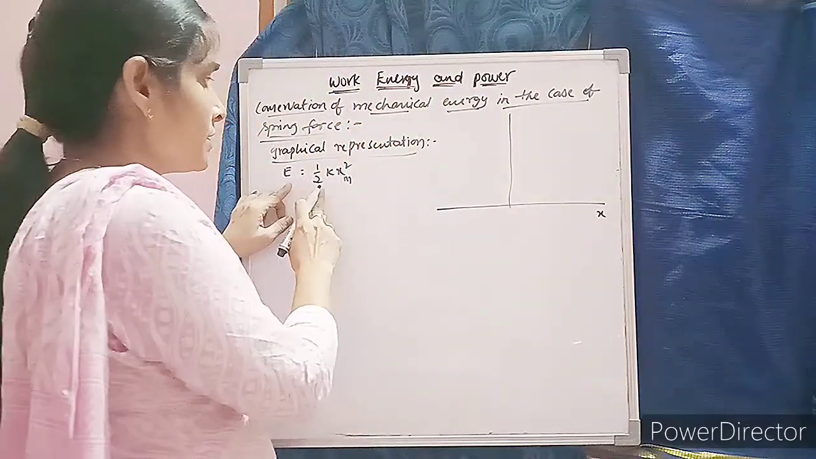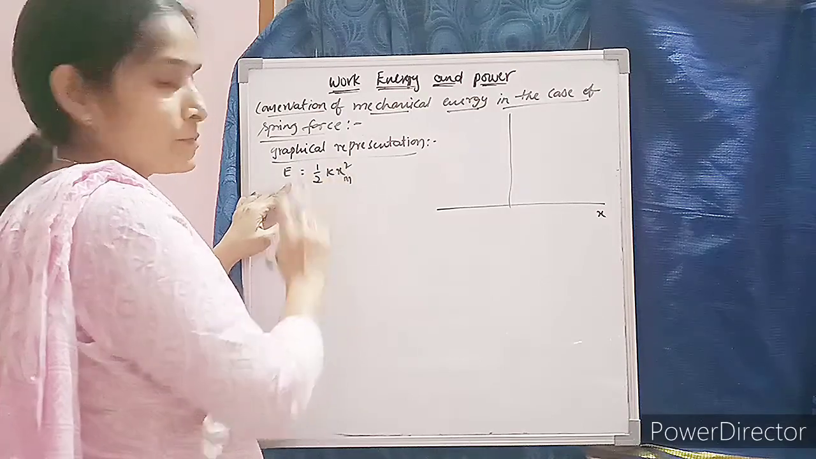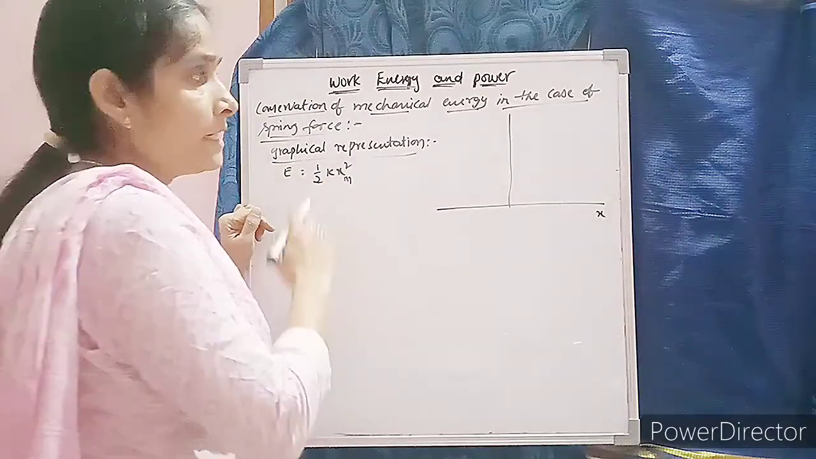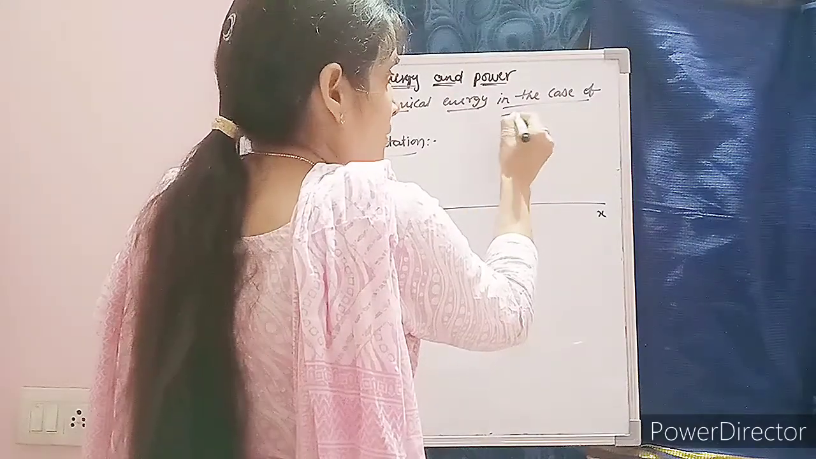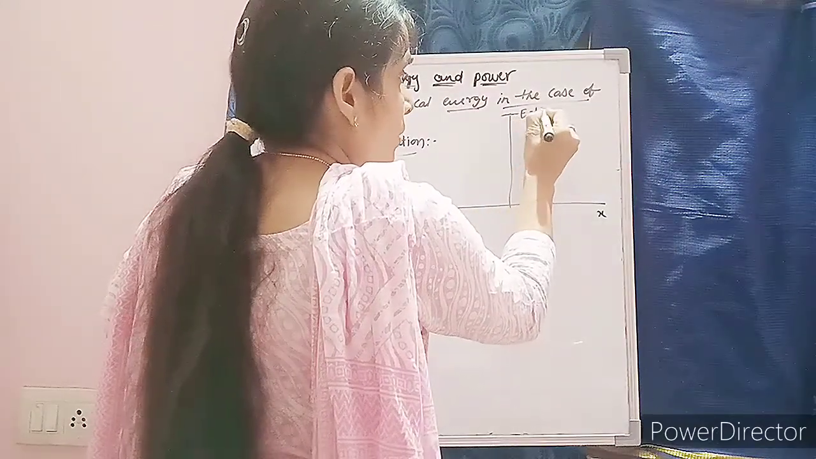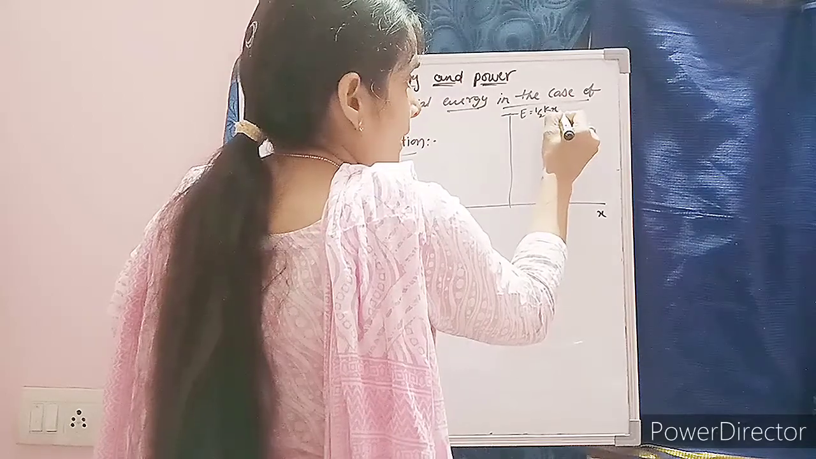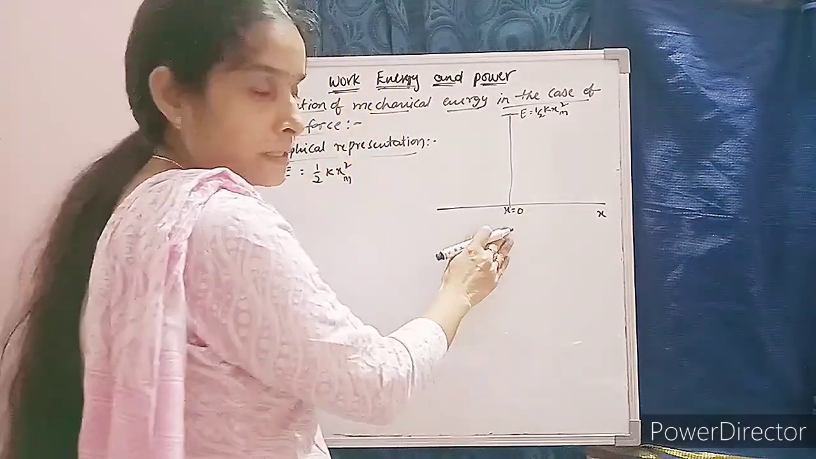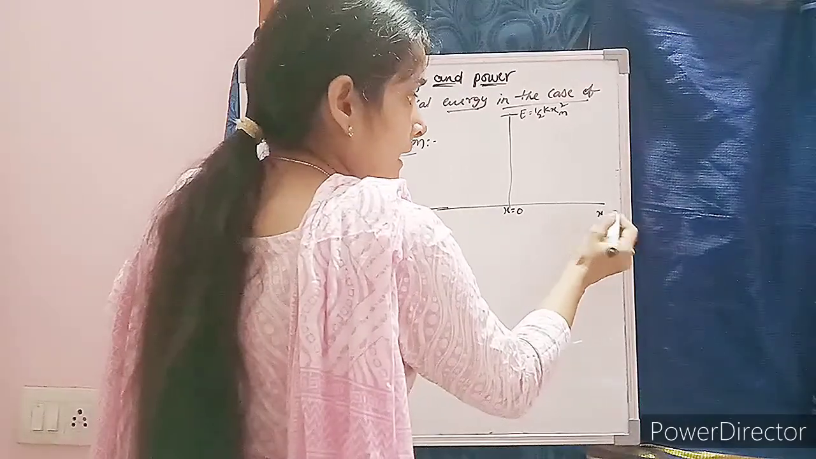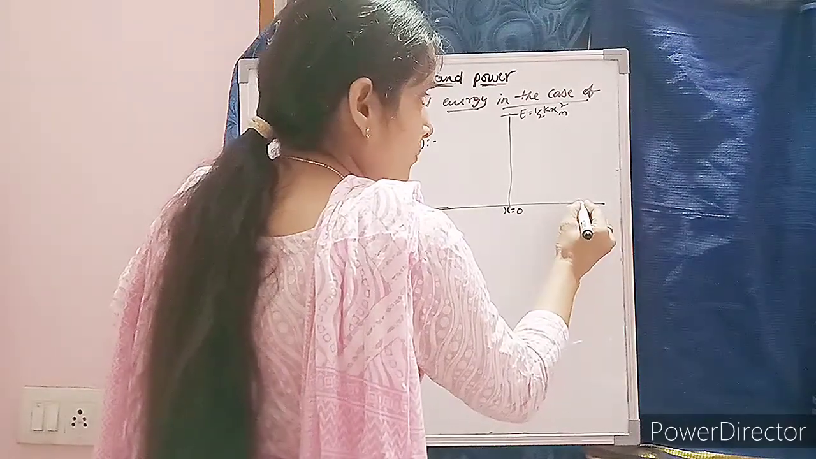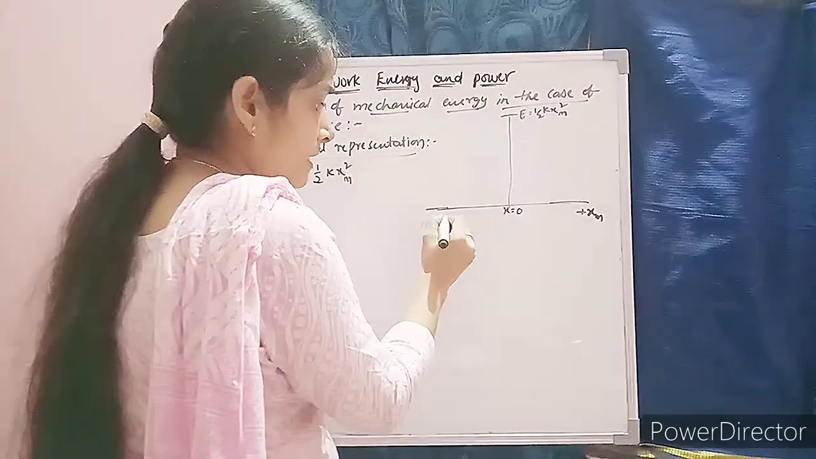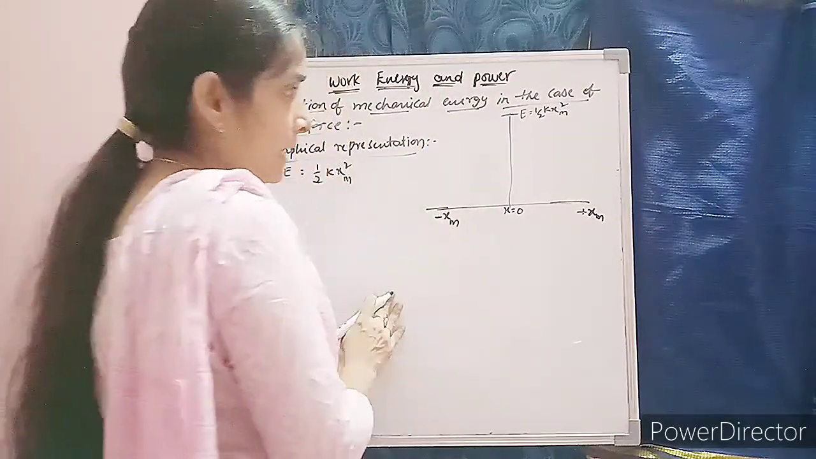We know that total energy is half k xm square, but there is a variation between the potential energy and the kinetic energy. Here is the maximum energy E equal to half into k xm square, and x is equal to 0. Here it is the position x is equal to 0. In the positive x-axis the maximum displacement is plus xm. In the negative x-axis maximum displacement is minus xm.